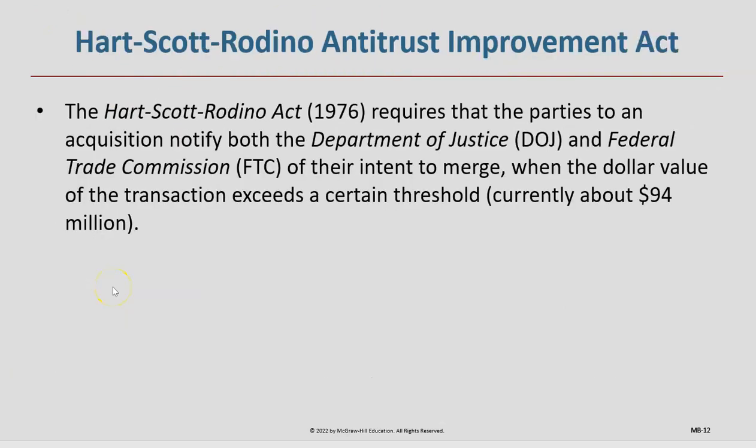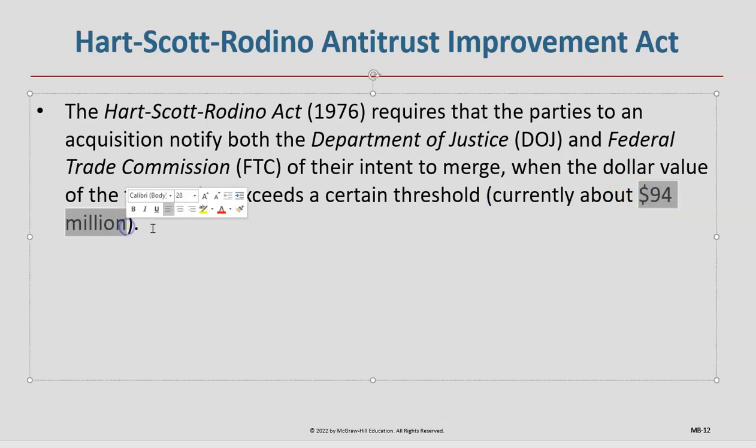So the Hart-Scott-Rodino Antitrust Improvement Act of 1976 requires that two business firms that plan to merge have to tell the Department of Justice and the Federal Trade Commission of their intent, if the dollar value of the combined firm is over $94 million. So these are big firm mergers that the federal government is interested in.